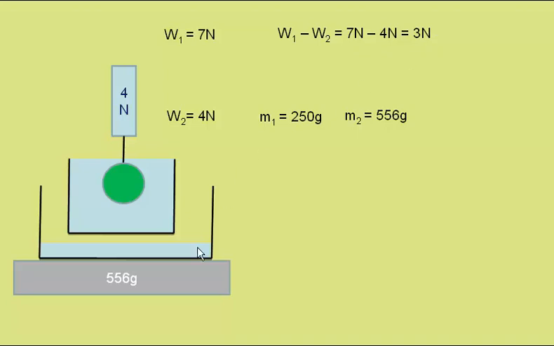Let's look at the amount of water displaced. Well, M2 minus M1 gives us the mass of water displaced, which is 556 grams minus 250 grams. We've displaced 306 grams of water.